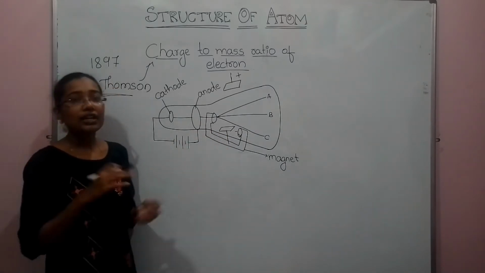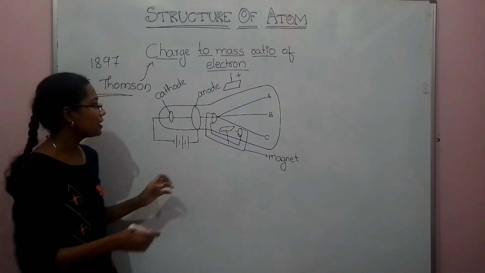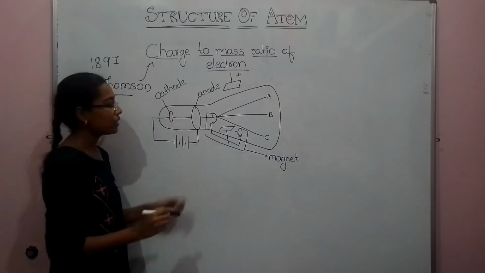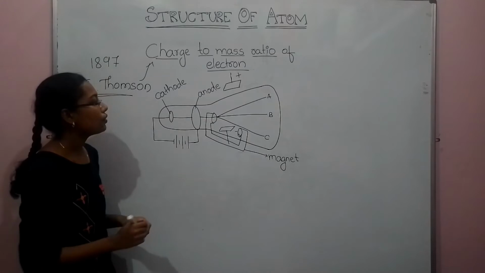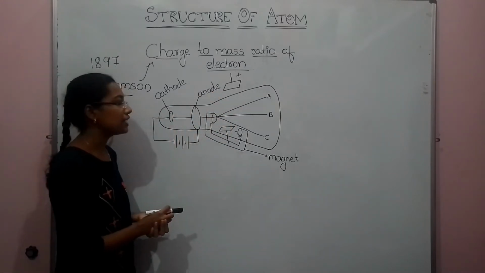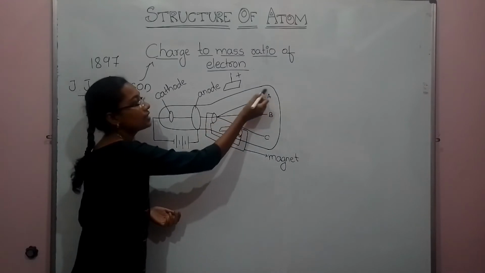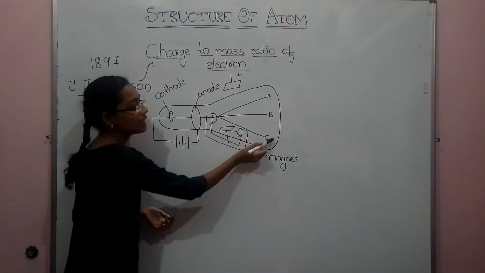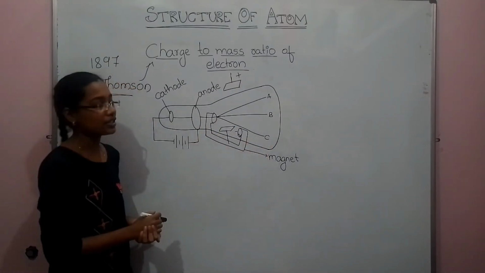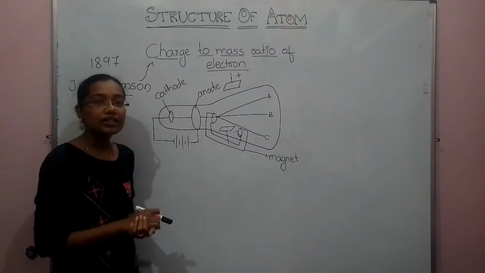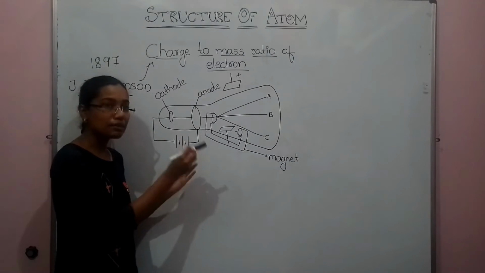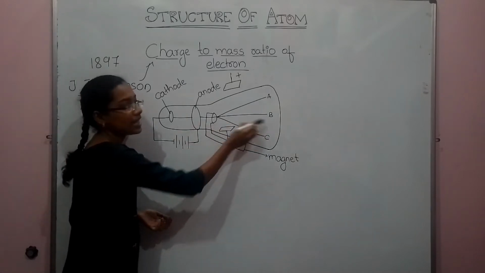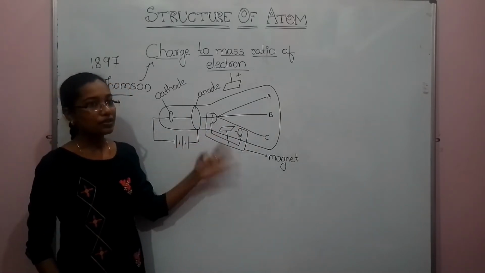And what we have seen in the last class is that whenever we apply the high voltage, the electrons start moving from cathode to anode. These are the rays of electrons. When only the electric field is applied, the electrons start moving in this direction. When only the magnetic field is applied, the electrons deflect in this direction. But when both electric and magnetic fields are not applied, or when they are in the same amount, then they travel in a straight line. These are the observations we know.